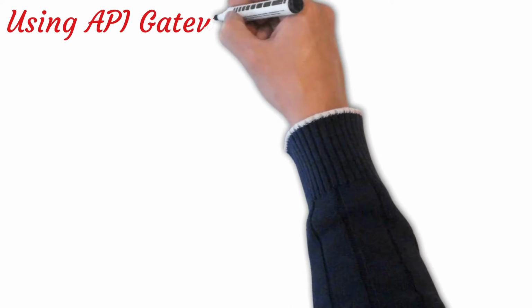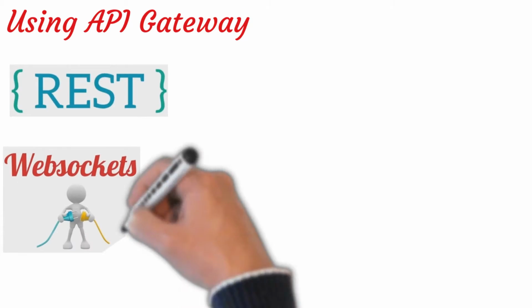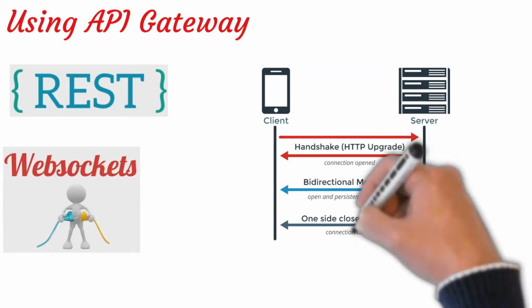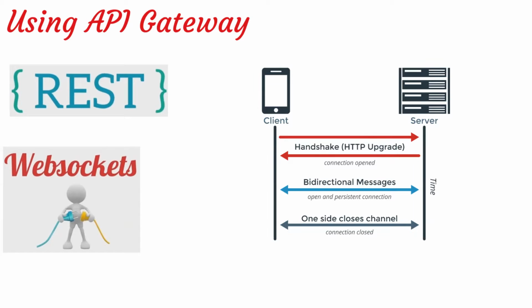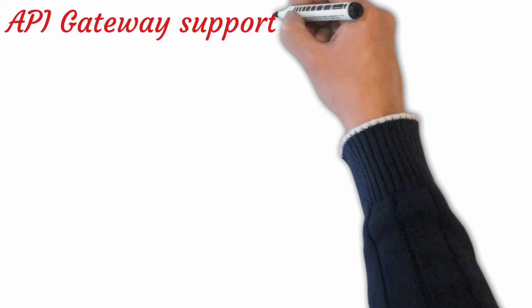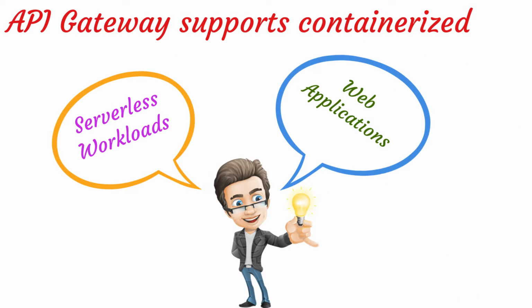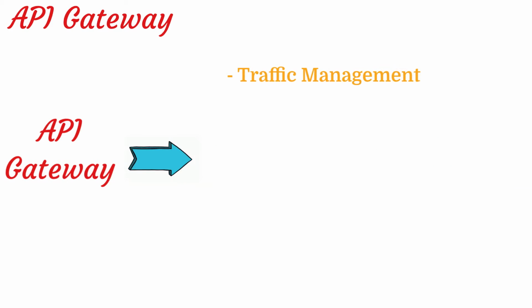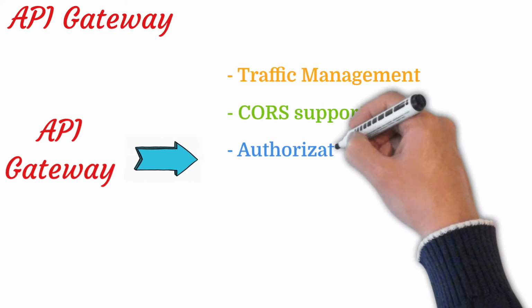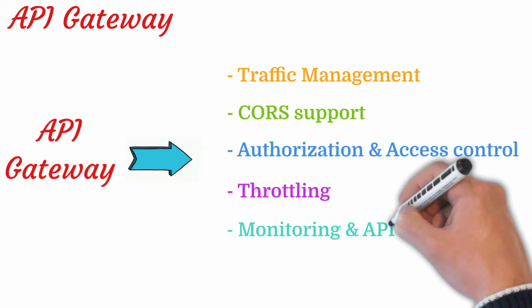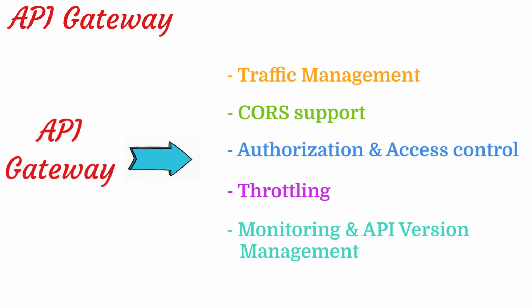Using API Gateway, you can create RESTful APIs and WebSocket APIs that enable real-time two-way communication applications. API Gateway supports containerized and serverless workloads, as well as web applications. API Gateway handles all the tasks involved in accepting and processing up to hundreds of thousands of concurrent API calls, including traffic management, CORS support, authorization and access control, throttling, monitoring, and API version management.